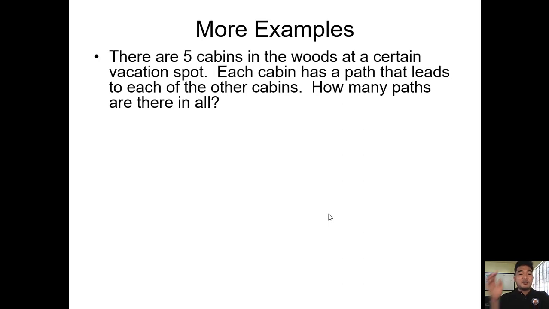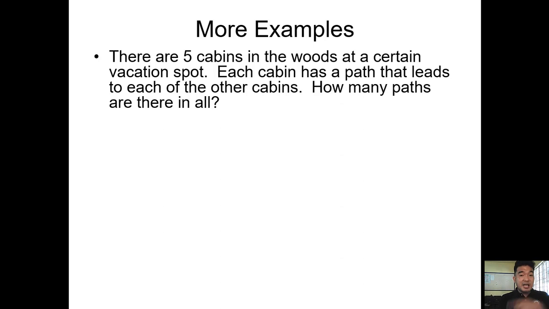Ayan. So, meron daw 5 cabins, ano? And then, bawat cabins ay merong path para makapunta from one cabin to another. Ang tanong, how many paths are there in all? Pwede kayo mag-drawing ng pentagon siguro dito, no? You draw a pentagon and then you draw diagonals of the pentagon, then you count the number of diagonals.